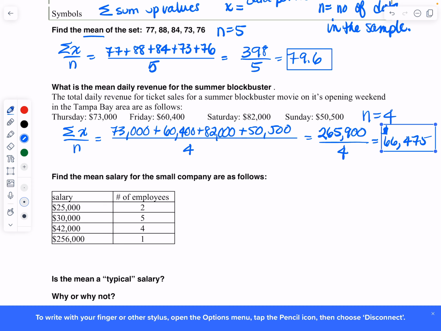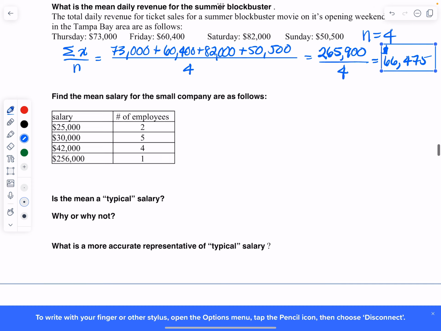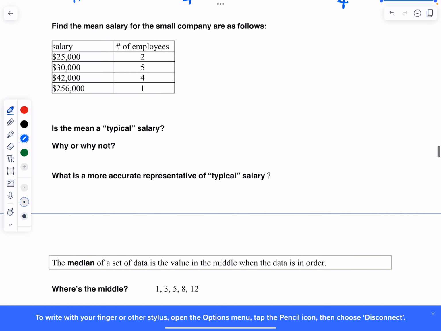Okay. All right, let's move on. Find the mean salary for the small company as follows. It says there are 2 individuals whose salary is 25,000, 5 individuals that have 30,000, 4 individuals that have 42,000, and 1 individual that makes 256,000. Must be the CEO of the company.